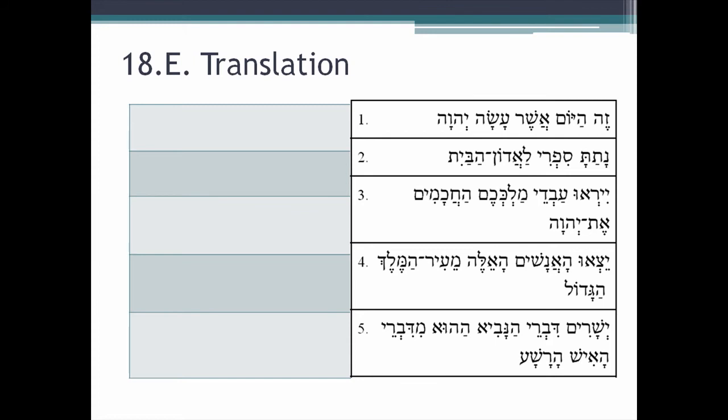Now, a number of elements here are pretty easy. We have Ze, okay, that's a demonstrative. Hayom, definite article plus noun. Asher, relative pronoun. Asa, verb form. And then Adonai, the divine name.